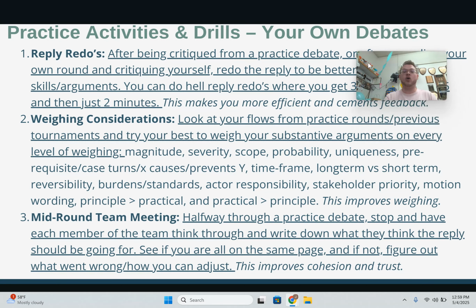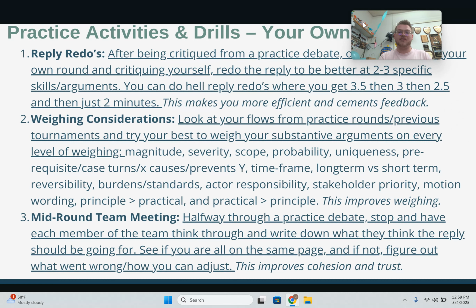You can also do hell reply redos where you only get 3.5 minutes to do it, and then 3 minutes, and then 2.5 minutes, and then just 2 minutes. And this will make you way more efficient and help you understand how to be, better word economy. And it also helps you cement your feedback from your coaches or from your judges and actually put it into practice rather than just smiling and nodding and then forgetting about it.